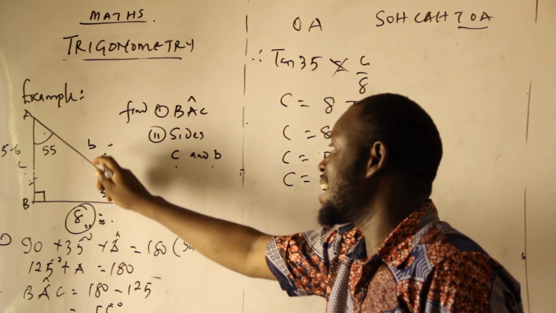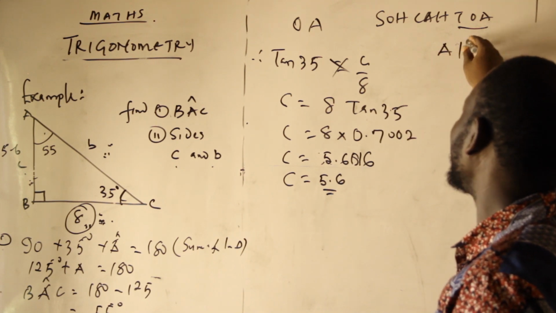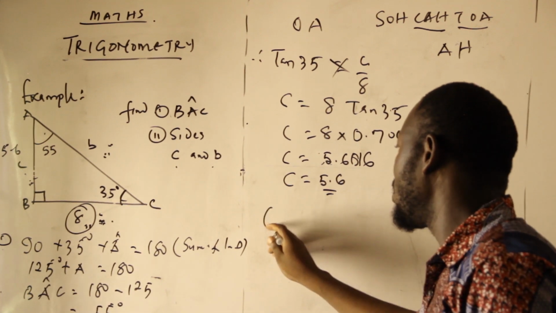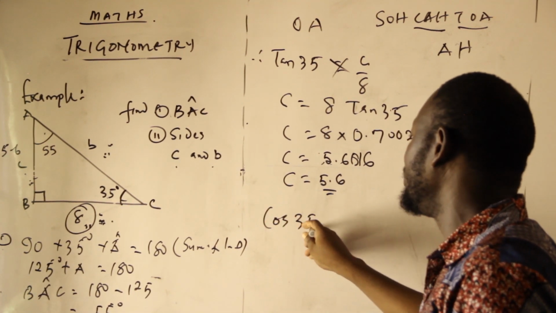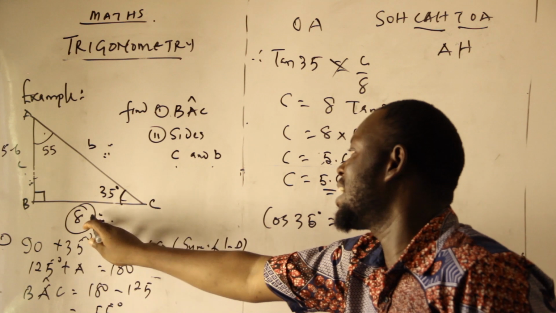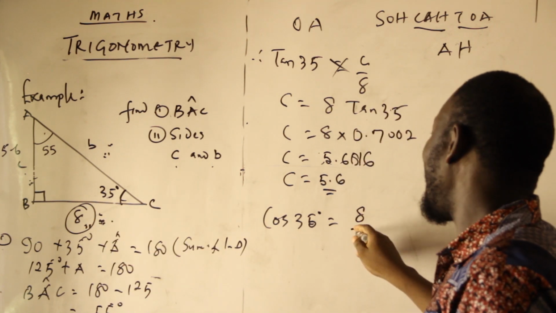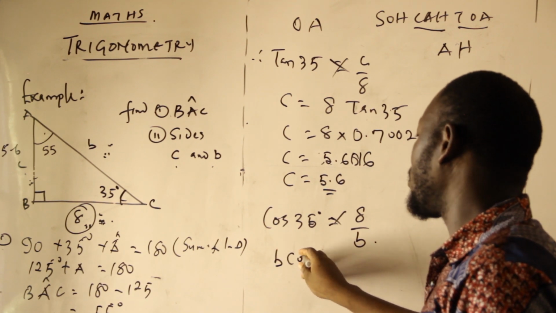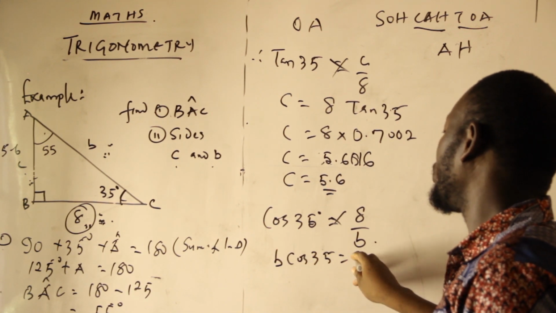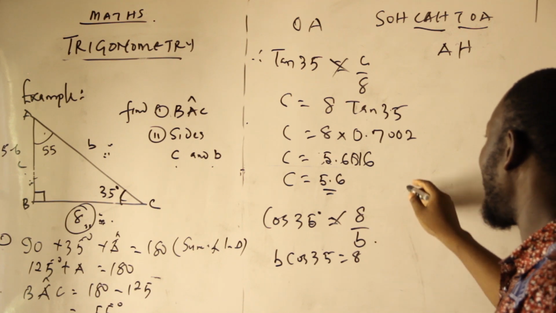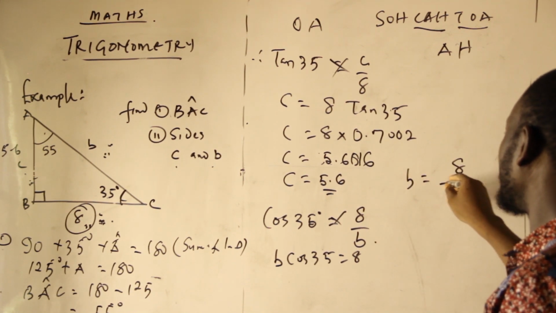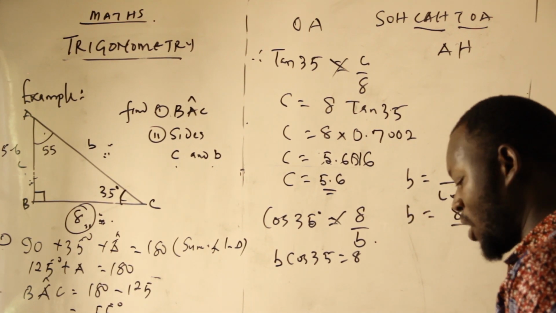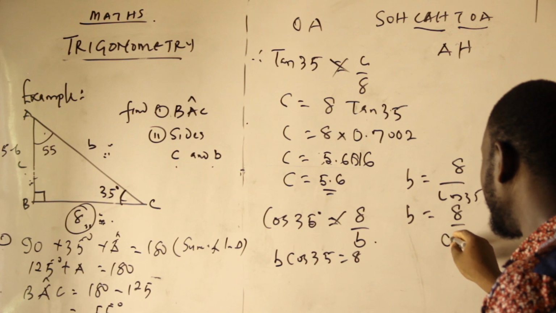To have our adjacent and hypotenuse, that is A and H, adjacent and hypotenuse. It looks like it's a cos that we are working with. So we have cos 35 degrees is equal to adjacent, that is 8, over hypotenuse, that is B. So we cross multiply, have B cos 35 is equal to 8. So from here I will have B is equal to 8 over cos 35.